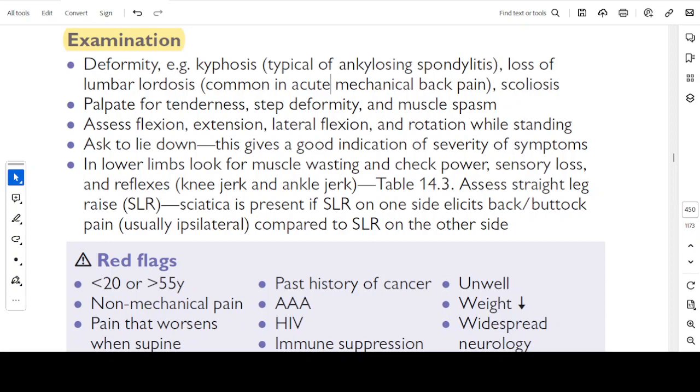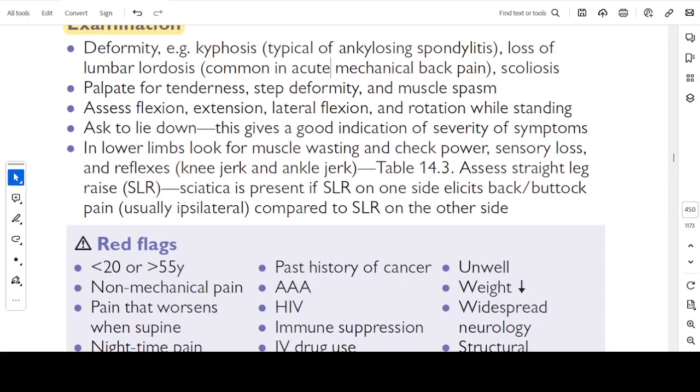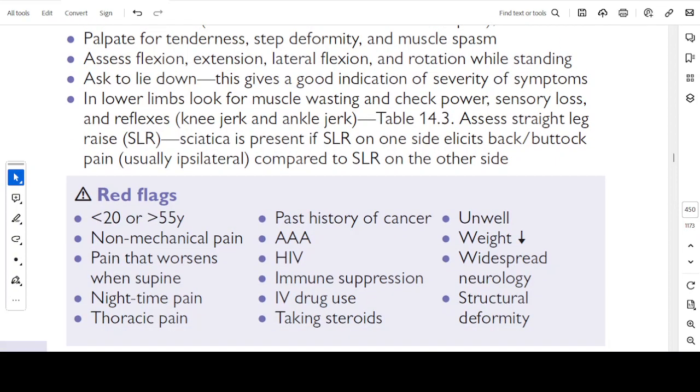In lower limbs, look for muscle wasting. Check for power, sensory loss and reflexes, the knee jerk or the ankle jerk reflex. Assess the straight leg raising test. Sciatica is present if SLR on one side elicits back or buttock pain, usually ipsilateral, compared to SLR on the other side.